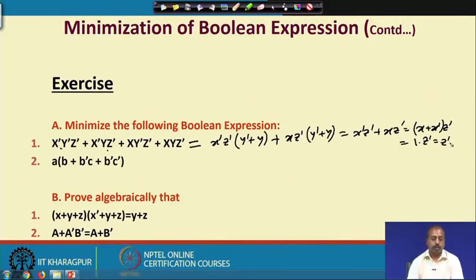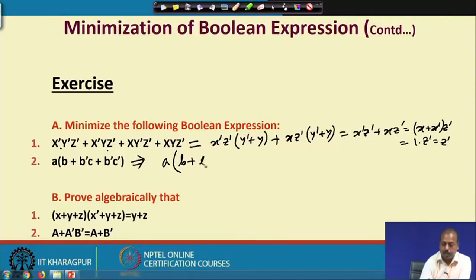That way you can do the simplification, and this one, if you want to simplify, you can do many things. Like, I will take this b that is there: b bar c plus b bar c bar.